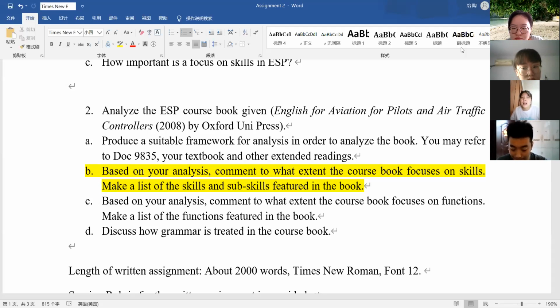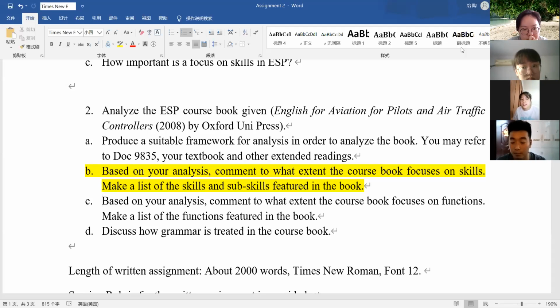So based on our analysis framework, we think skills improvement is the most important goal of this book, as we've discussed in the meeting.